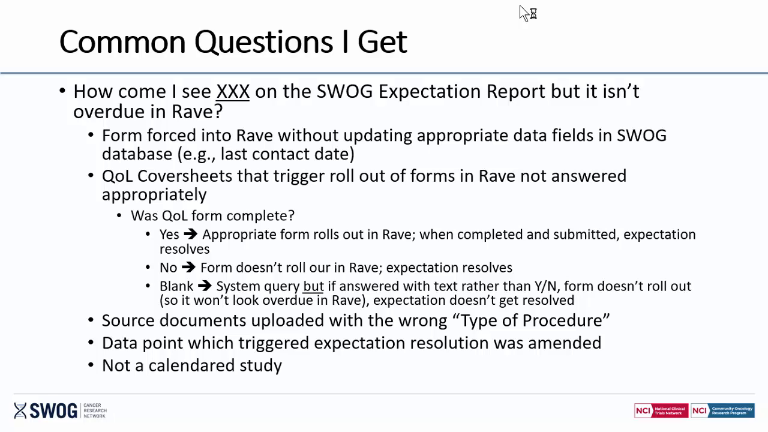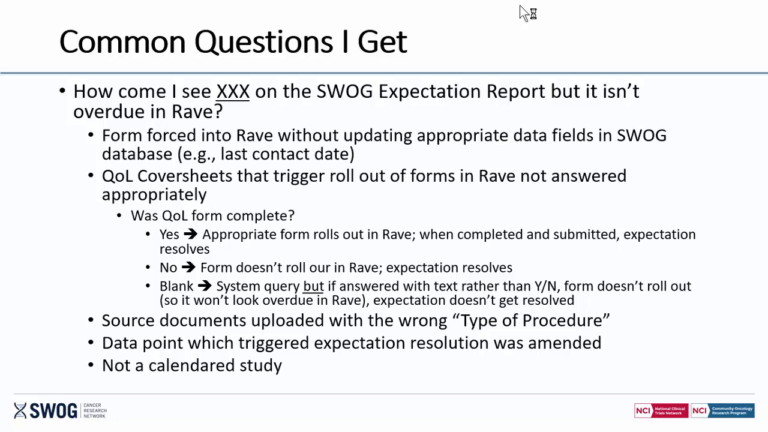Another common problem I've seen is that the quality of life cover sheet will trigger the rollout of other forms in RAVE. If the form wasn't answered correctly, then that whole process behind it doesn't work. The way the quality of life form works, the cover sheet asks: was the FACT done? If you say yes, the appropriate form rolls out in RAVE. When it's completed and submitted, the expectation's resolved. If you say no, the form doesn't roll out in RAVE, and the expectation gets resolved.